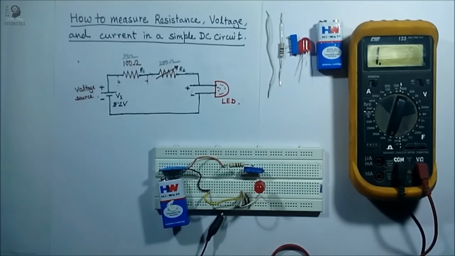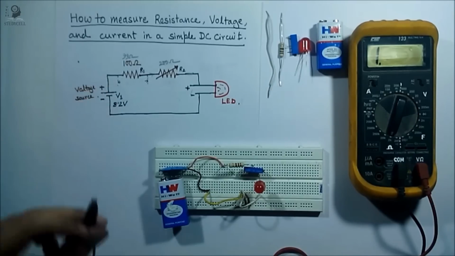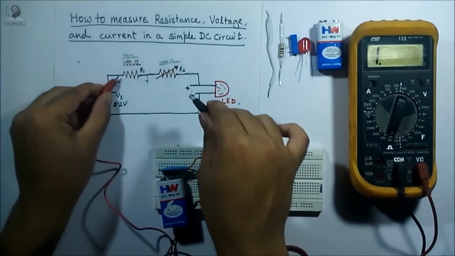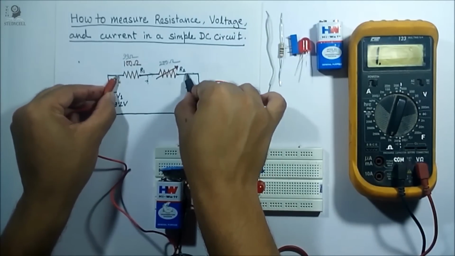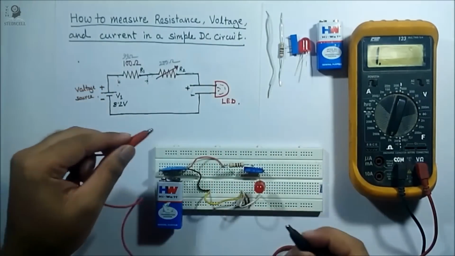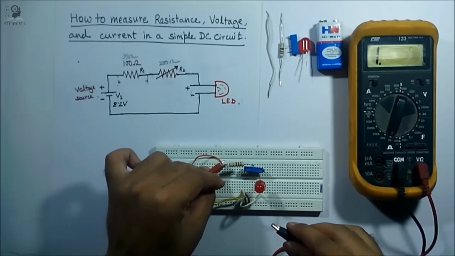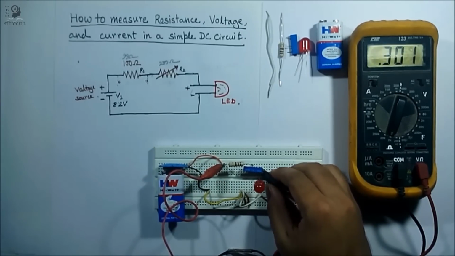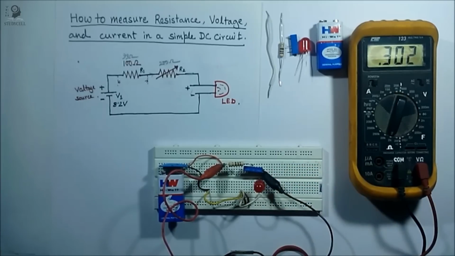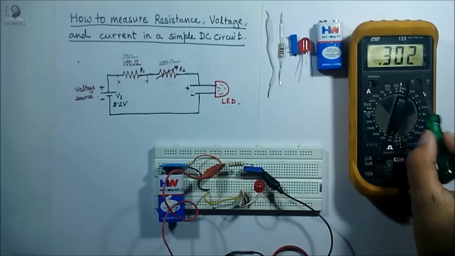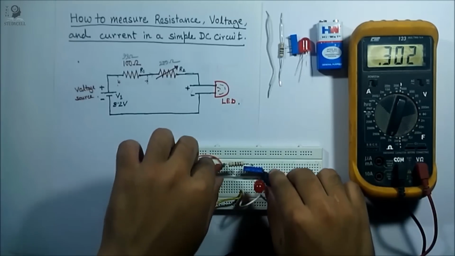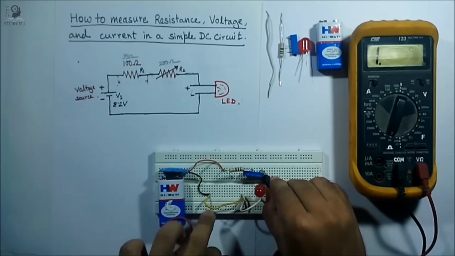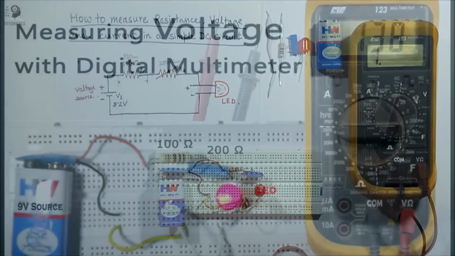Now if we want to measure the total resistance connected, we have to connect both leads of the multimeter this way. In this case the value should be 300 ohm, as both R1 and R2 are connected in series, and yes, the value indicated is 0.3 kilo ohm, which is 300 ohm. Thus we can measure the resistance of any circuit.